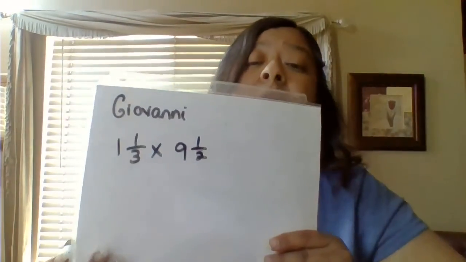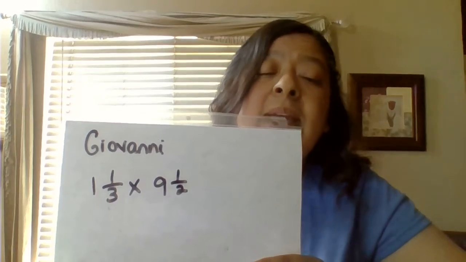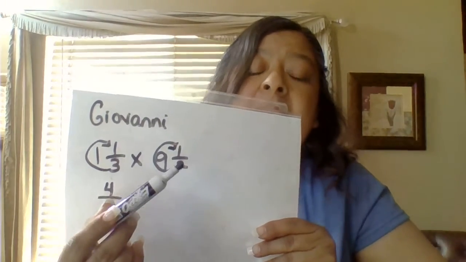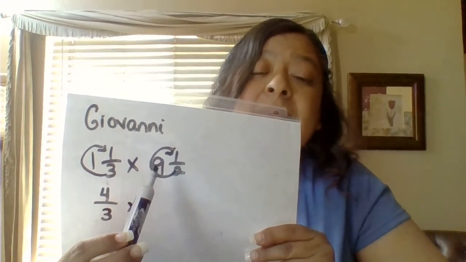All right, so we're going to do the same thing. If you look at the numbers, they are both mixed numbers. And so we have to change them into improper fractions. Okay, so 3 times 1 plus 1 is 4. So 4 over what? 4 over 3. Yes. Times, what will the next one be? 2 times 9 plus 1 equals 19. Very good.